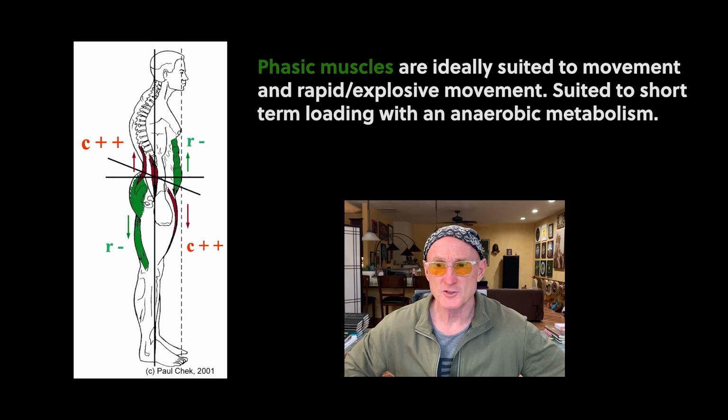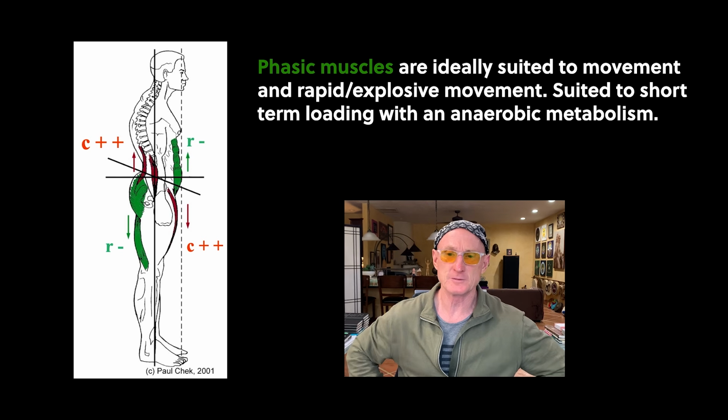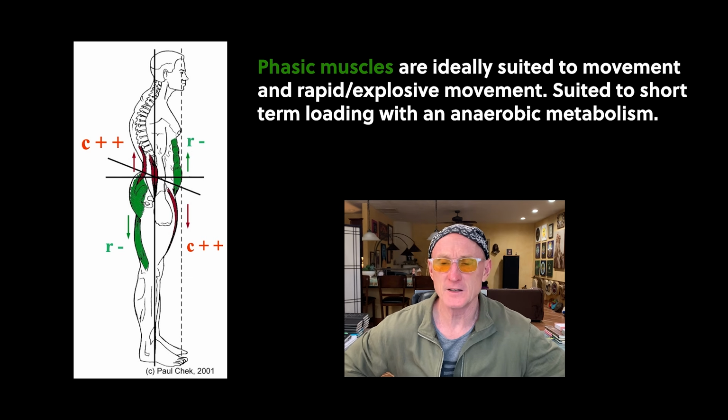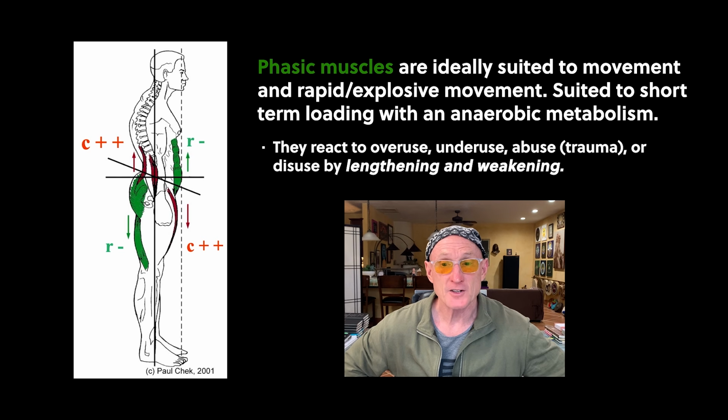The phasic muscles, which are ideally suited to movement and rapid explosive movement, are also suited to short-term loading and have an anaerobic metabolism because they're predominantly fast twitch in composition, and they react to overuse, underuse, abuse, or disuse by the opposite. They lengthen and weaken.